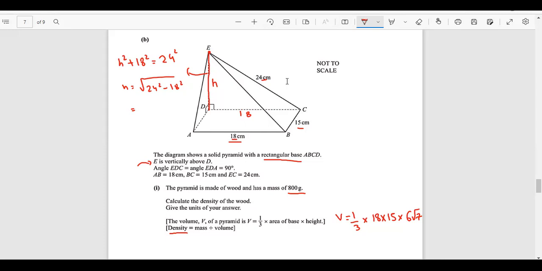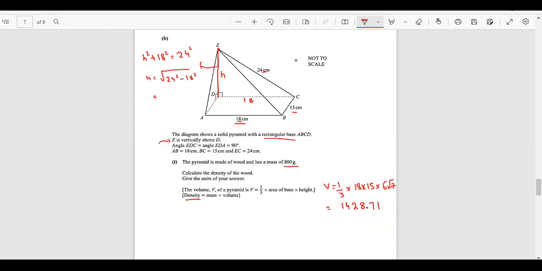This should be the value. Yes, and you can find it in decimal numbers as well. And now let's find the volume. So the volume of this pyramid is going to be 1428.71. Okay, this is the volume, and now I need to calculate the mass, that is already given. It is 800 grams.